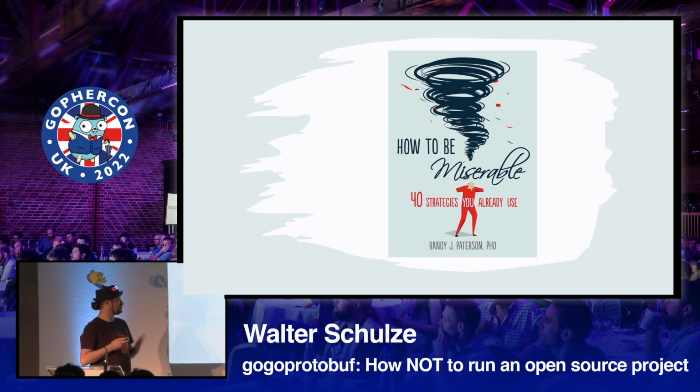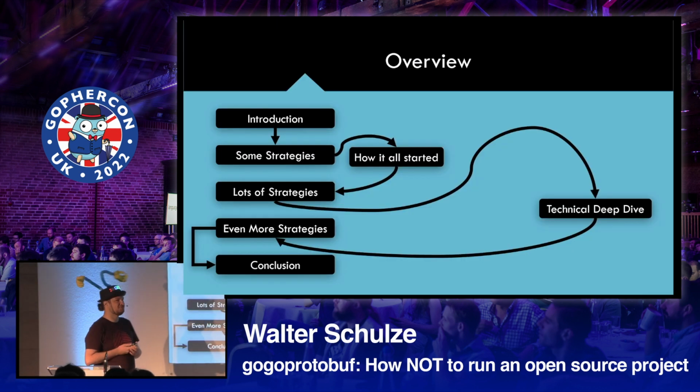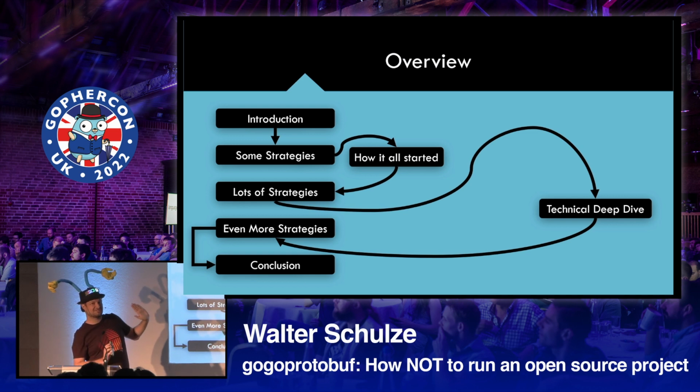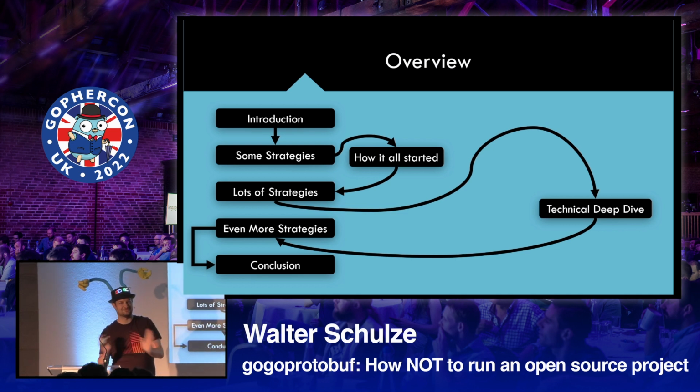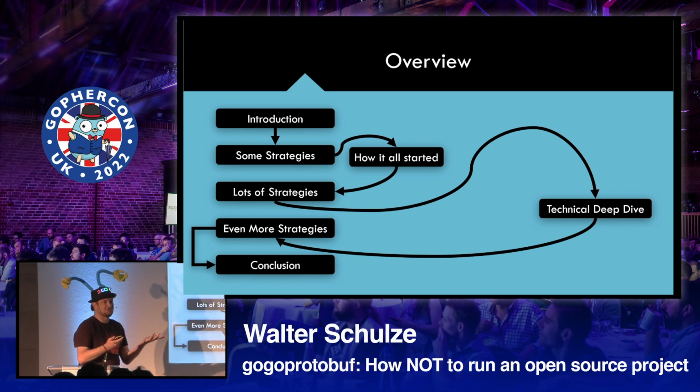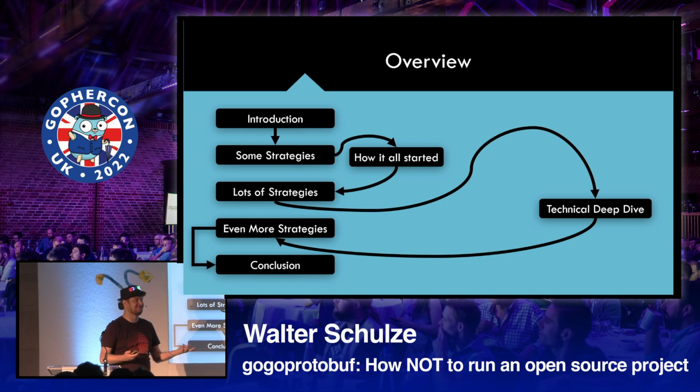So today, this talk is also based on this book. And I will give you 40 strategies to fail at open source. And while we go on this journey, we'll take some side quests, but we're always coming back to more strategies about how to fail at open source. So if you get lost, don't worry, we're coming back to more jokes and seriousness.